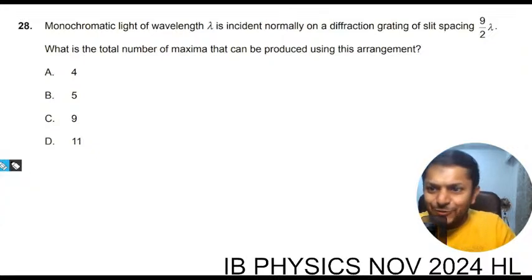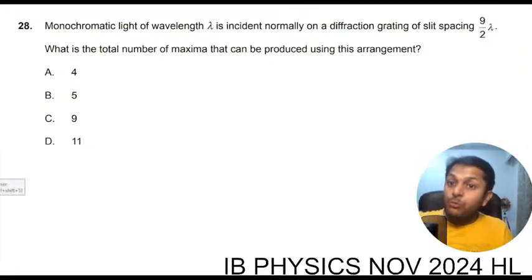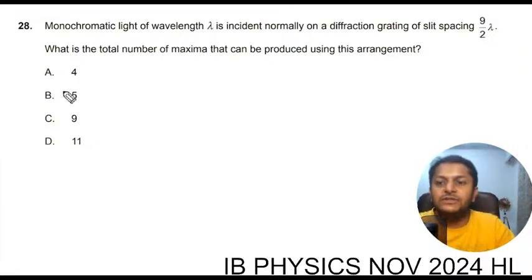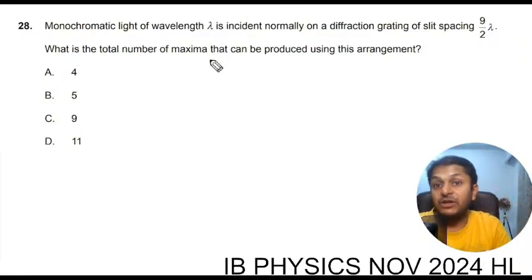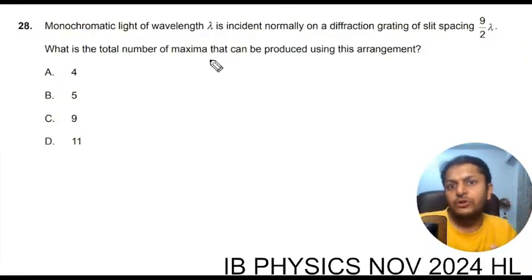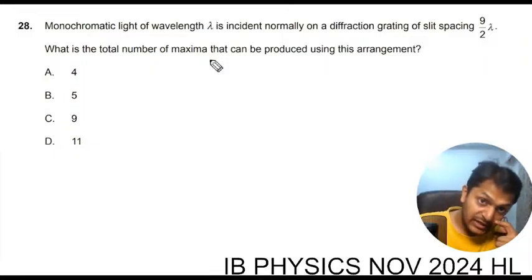Okay, dear student, let's see what is there in this question. Monochromatic light of wavelength lambda is incident normally on a diffraction grating of slit spacing 9 lambda by 2. What is the total number of maxima that can be produced using this arrangement?